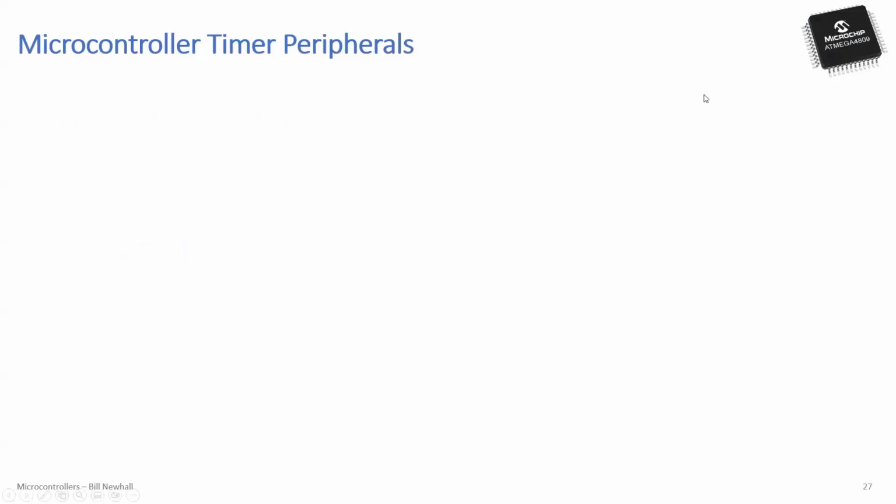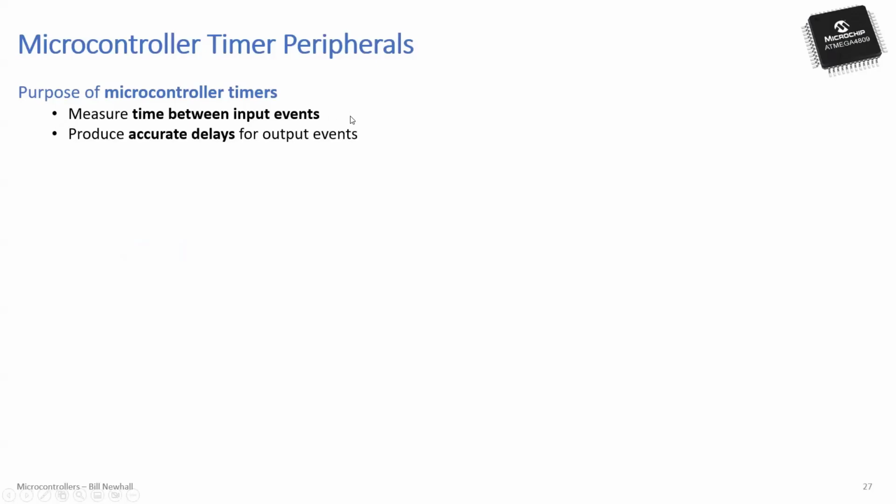So let's talk about microcontroller timer peripherals, also just called timers of the microcontroller. So timer peripherals or timers measure time between event inputs. So that's one thing you can do with timers. They also can produce accurate delays for output events. So you can use timers to time input events, and you can use timers to produce output events that have to be timed. You can generate, for example, timed pulses.